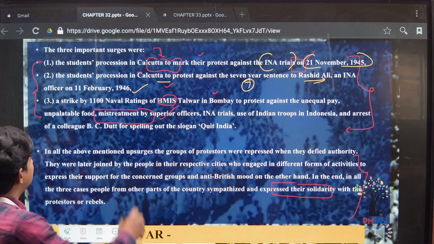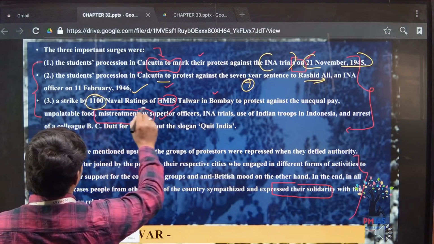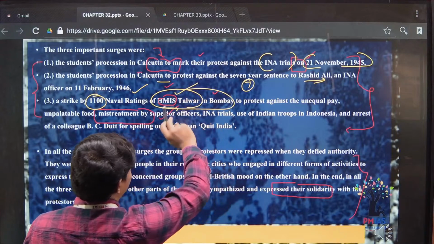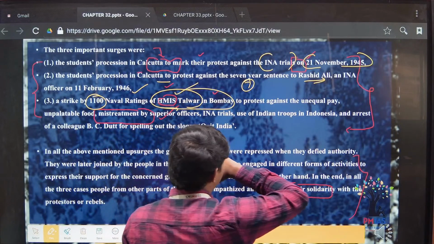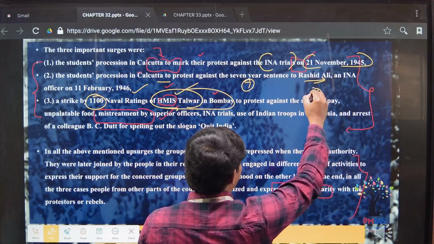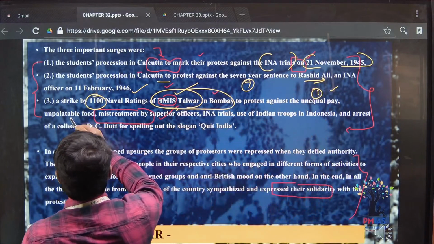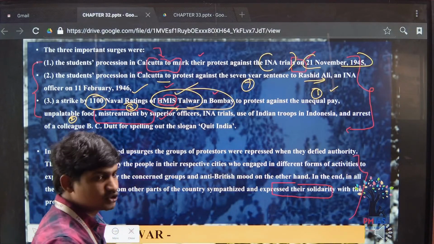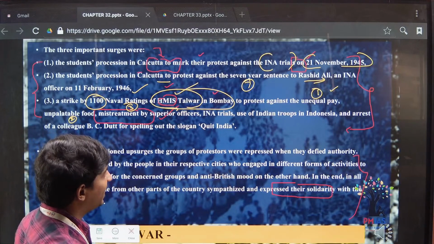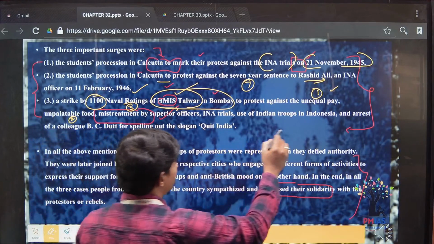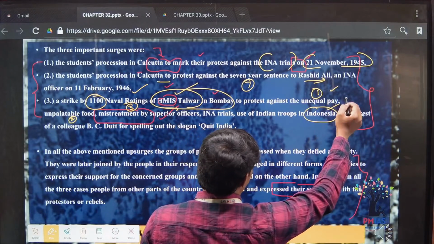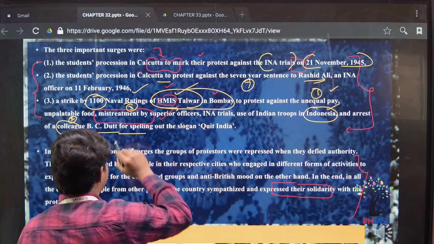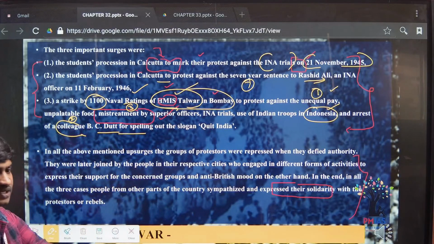And the third one is a strike by the 1100 naval ratings of HMIS Talwar in Bombay. So it is the Navy area, and in the Ring mutiny, the first cause was unequal pay, the next was unpalatable food, the third was mistreatment by superior or higher officials, and that is the usage of Indian troops outside India, that is in Indonesia, and the arrest of a colleague, that is the BC Dutt, for spelling out the slogan Quit India.